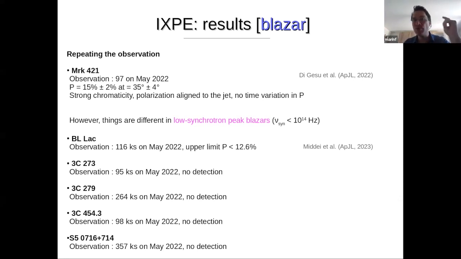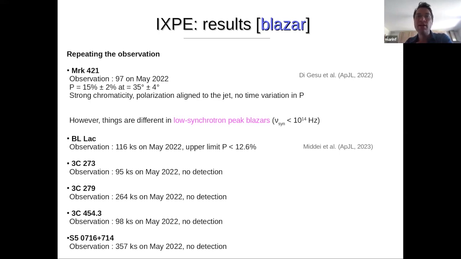However, and this is where things become very interesting, for low synchrotron peak blazars, where the synchrotron peak is basically in the infrared, near infrared, such as BL Lac itself, 3C 273, 3C 279, and so on, we detected no polarization. It was always extremely low, only an upper limit. And this tells us something already. It tells us that there are fundamental differences between high synchrotron peak blazars and low synchrotron peak blazars. And those were not expected.